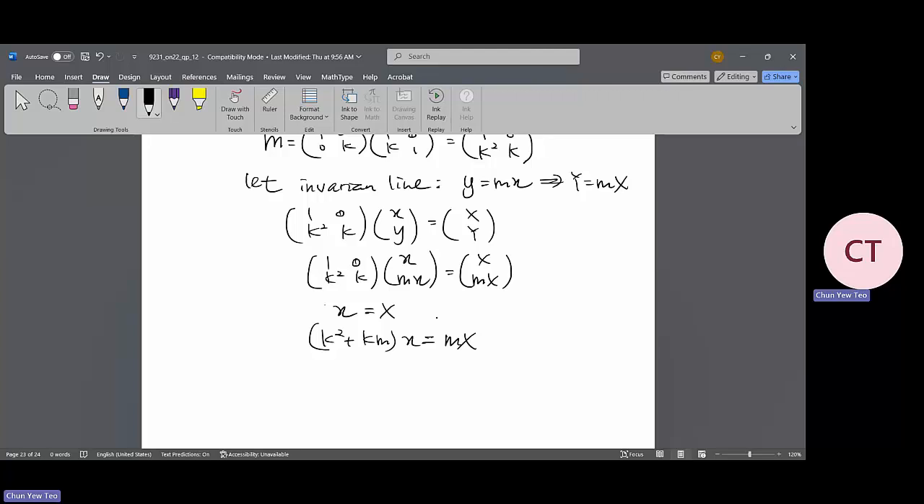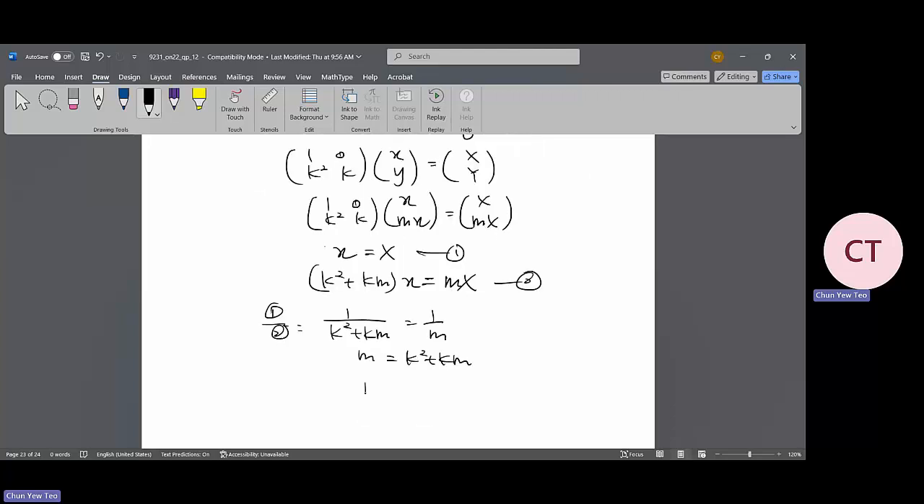So over here, just take this as equation 1, take this as equation 2. So you just take the 1 divided by 2. You get 1 divided by k squared plus km equal to 1 over m. So you get m is equal to k squared plus km. So what is your m? Your m, it will be 1 minus k squared. Then your m is a k squared divided by 1 minus k.